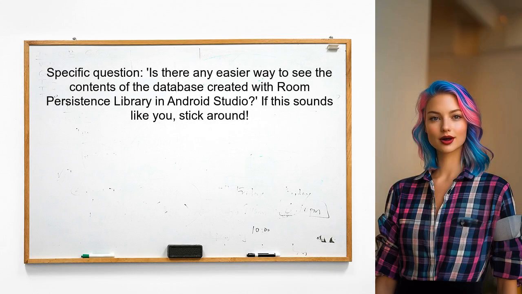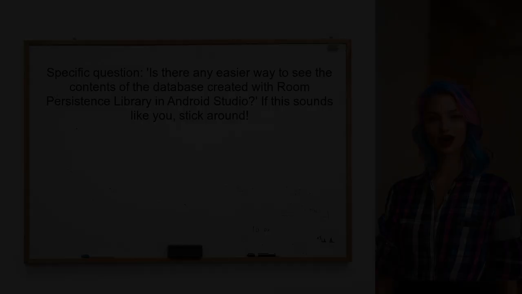Here's the specific question we're addressing. One user asked, is there any easier way to see the contents of the database created with Room Persistence Library in Android Studio? If this sounds like you, stick around as we explore some straightforward solutions.